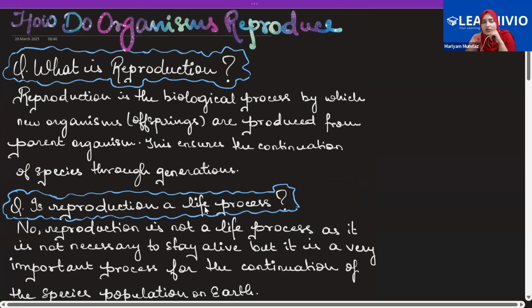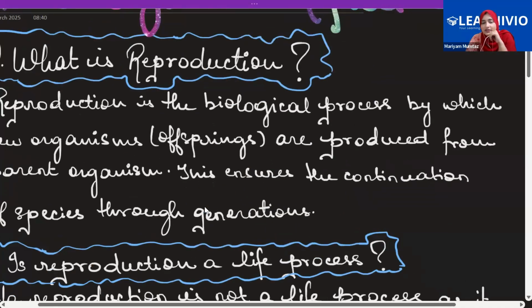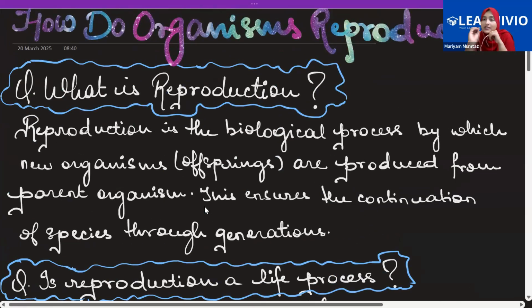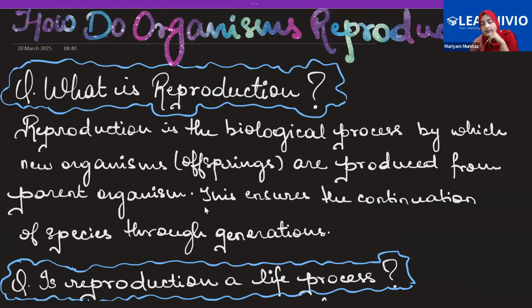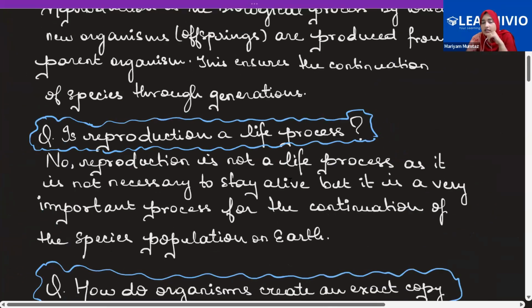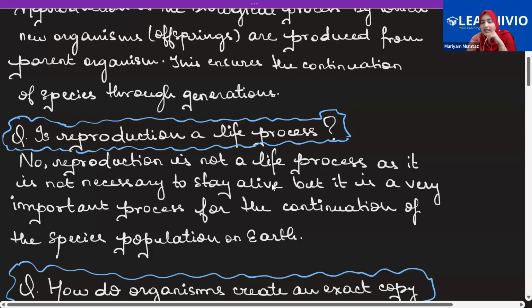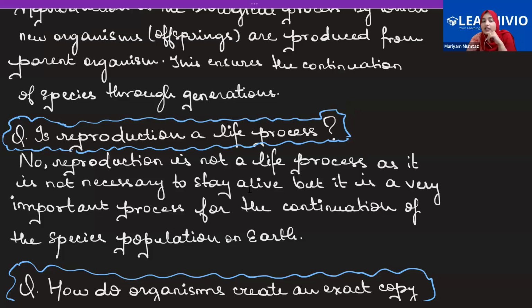But is reproduction a life process? What do you think, students? Do we need it to stay alive? Yes or no? No, ma'am. No, we definitely don't need it to stay alive, because there are many people and many animals that do not have offspring, but they are still living. So it's not a life process, but it is a part of life in order to continue the species. It is not necessary to stay alive, but it is a very important process for the continuation of the species population on Earth, because we cannot afford the decline of different species. So for a species to continue to flourish on Earth, reproduction is present.